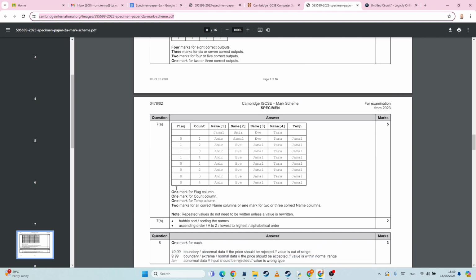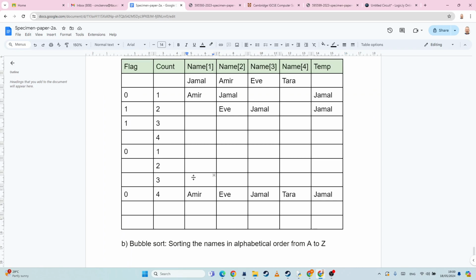Okay, so generally when they're marking these, they're going to mark it based off of the columns. So they're going to check the column. So actually you'll notice it doesn't really matter where you put stuff, because as long as you're following a reasonable system, the columns are going to end up in the correct thing. Now note here, repeated values do not need to be written unless it is rewritten. That's just saying you only need to do the updates if something has changed. So these are still correct, even although I've not specifically put in the details inside of them.